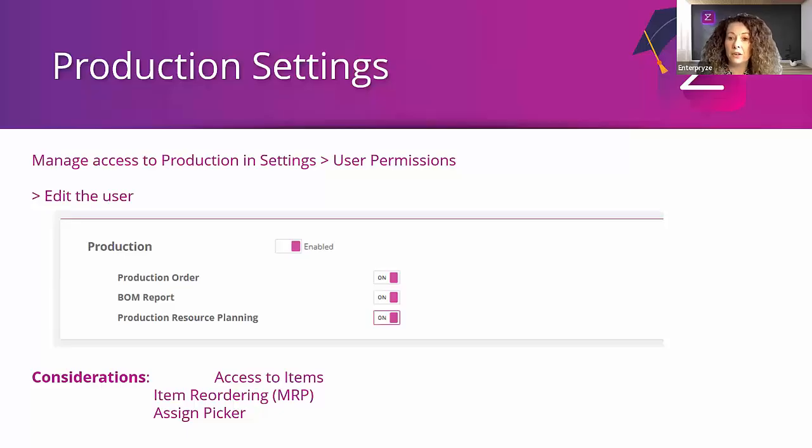So you have to consider other user settings that are applicable to that user as well. So make sure that they do have access to items, that they can see and use item reordering so that they can see the MRP. And of course, if they're able to assign a picker, again, that's another user permission if you want them to utilize the picking tab within the production module. So just some considerations when you're setting this up within your organization.